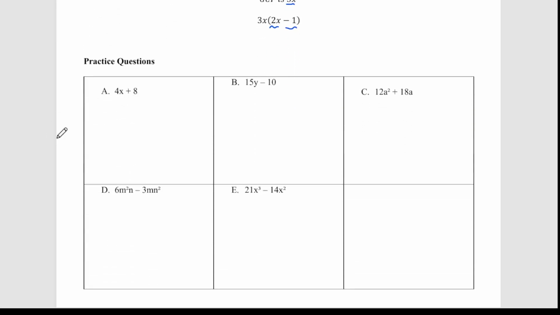Before we go too deep into special patterns today, go ahead and center yourself and try out these problems before we go through it formally. So pause your video, try them out, and then we'll compare together.